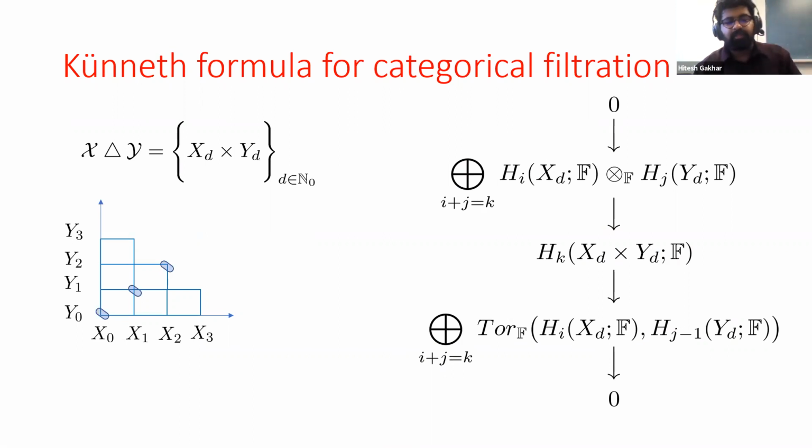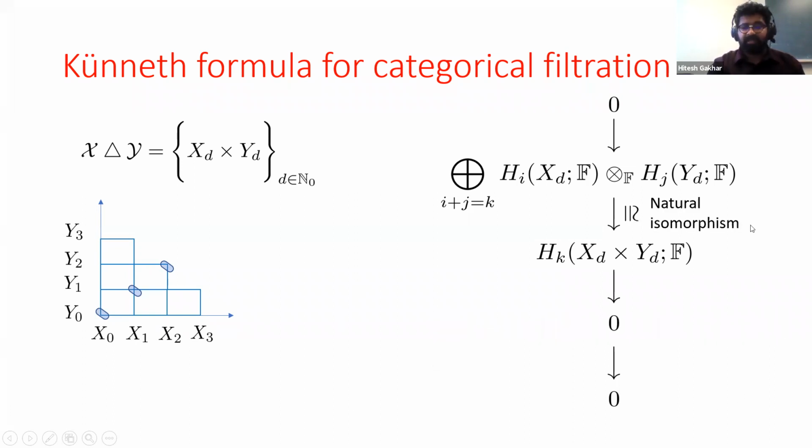Yeah. So the first thing I want to talk about is the result for the categorical filtration, and this one was, I think, fairly straightforward to argue. For each index D, we have spaces XD and YD, and the classical Künneth formula gives us this split exact sequence.